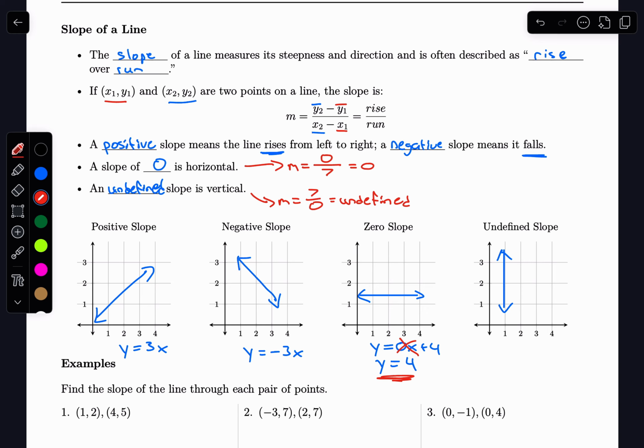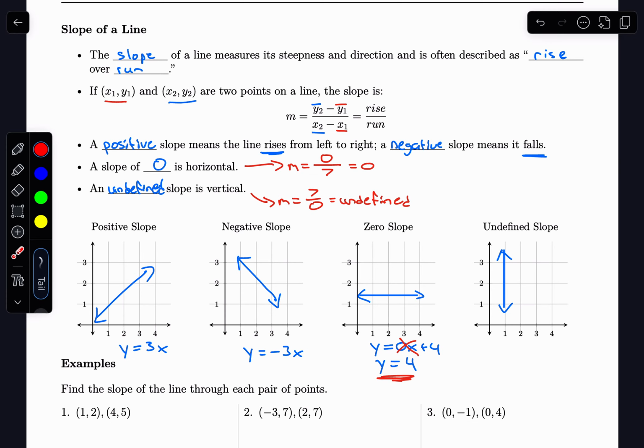Now, I want to be clear real quick. These examples I'm giving here do not match the lines that I drew up here. Okay. In the future, later in this lesson, we're going to actually graph lines and see them. These are just example equations that do not match the lines.